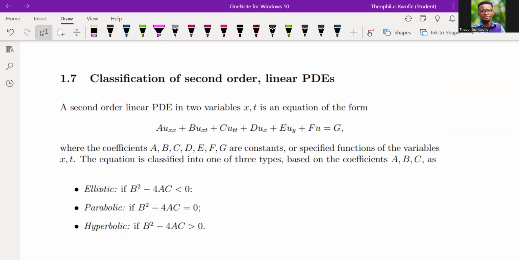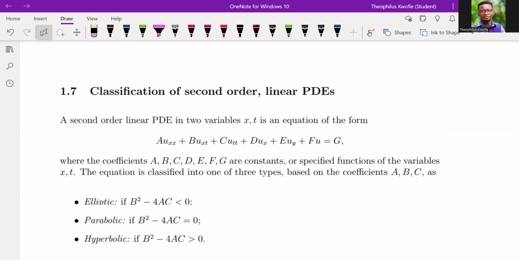So a second order linear PDE in two variables, let's say x and t. So the x and t are independent variables. Okay, in an equation of this form, where A, B, C, D, E, F, G are just constants, or scalars, or specified functions of the variables x and t. Now, such equations can be classified into various types based on the coefficients A, B, C, because we're going to use a discriminant.